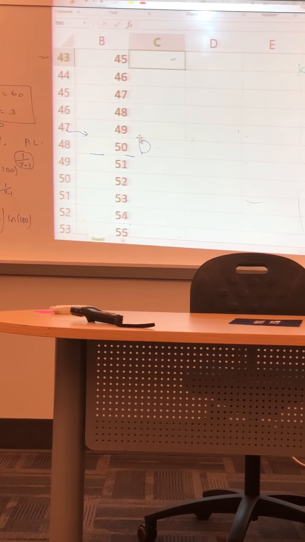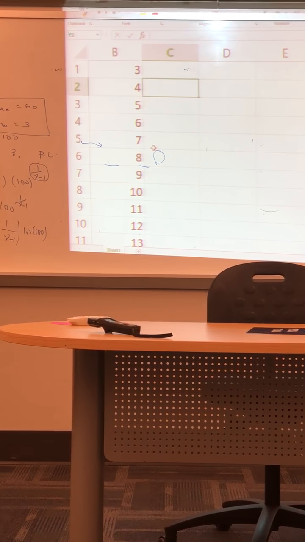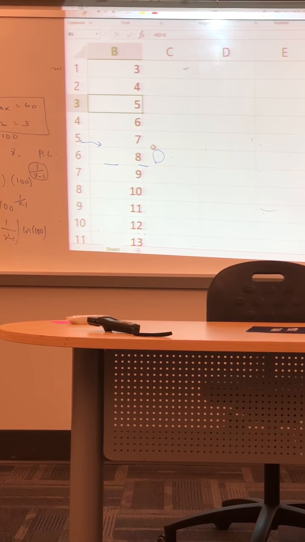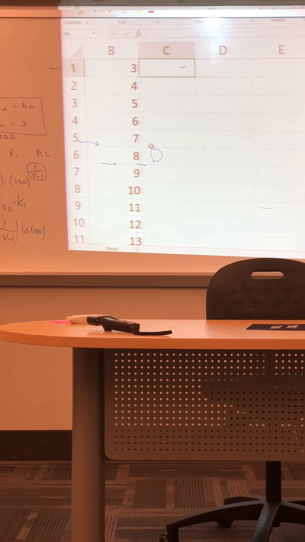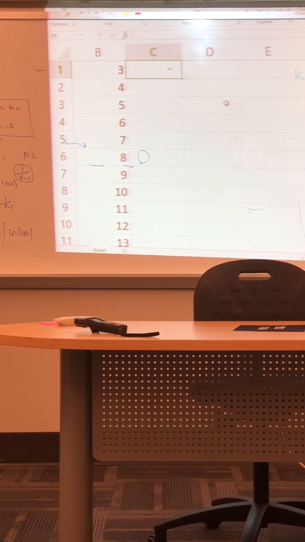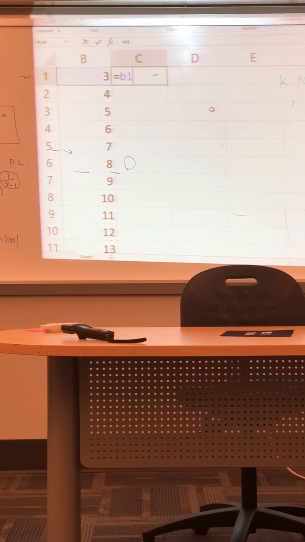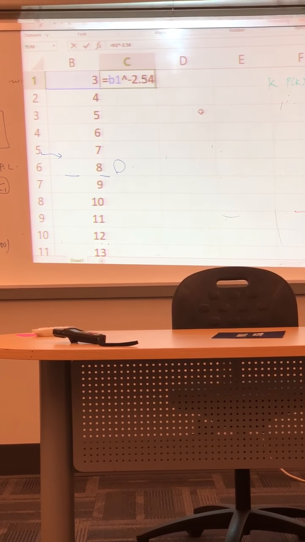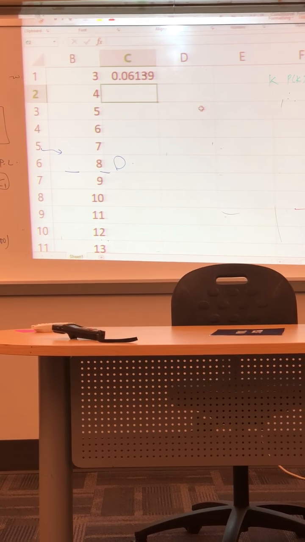So then what you do? You just scroll it. There's a formula here. This is B1 plus 1, B2 plus 1. Alright, so now the gamma is 2.54. So how to enter that? B1 raised to minus 2.54. So this is the exponent. That is K raised to negative gamma.